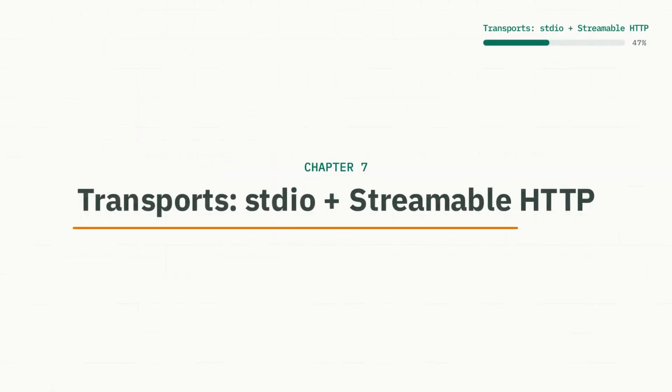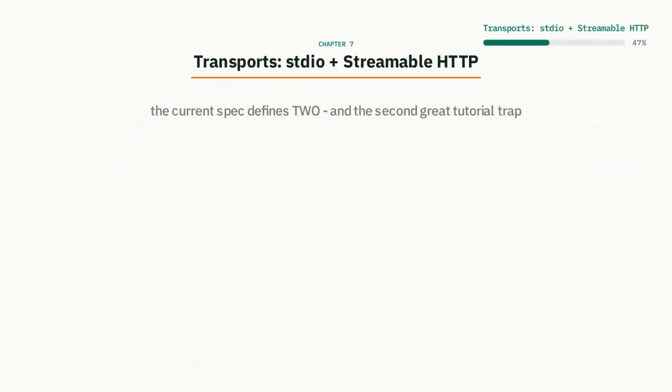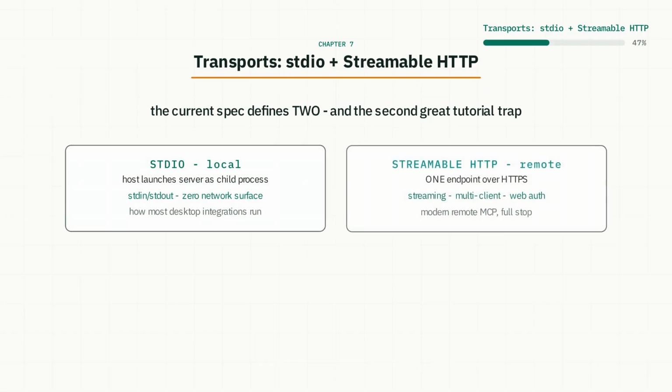Chapter 7, transports, and the second great tutorial trap. The current specification defines 2. Standard I/O for local servers. The host launches the server as a child process and they speak over standard input and output. 0 network surface, brilliant for tools on your own machine, and it's how most desktop integrations run. And Streamable HTTP for remote servers, a single endpoint over HTTPS supporting streaming, multiple clients, and proper web authentication.